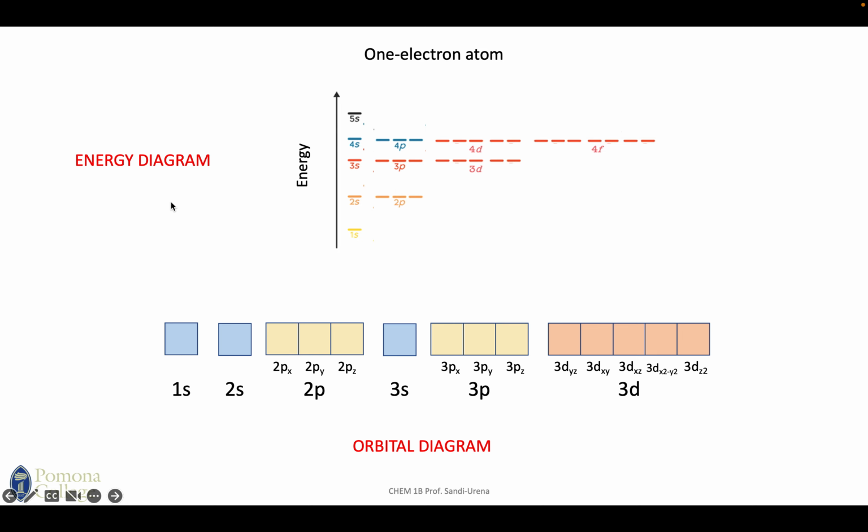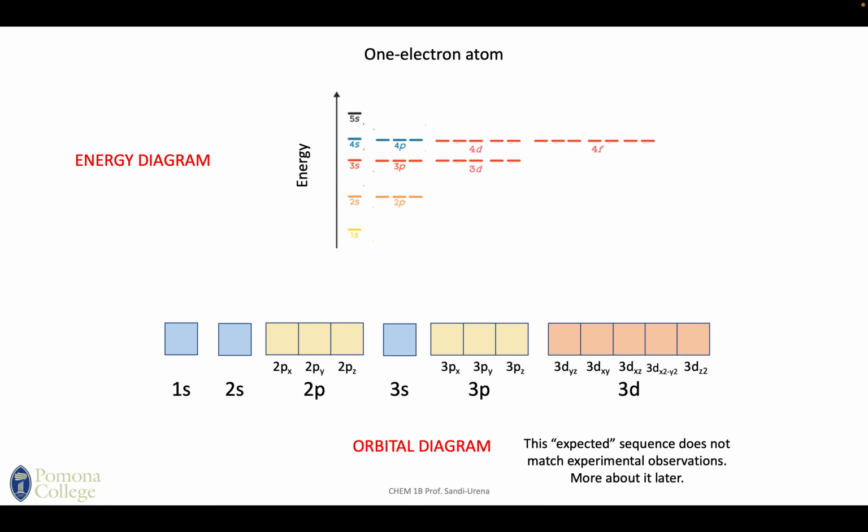And we could label each individual orbital to show the m sub L value. So instead of just saying these are the three 2p orbitals, we could say this is the 2px, 2py, and 2pz. The same for 3p and the same for 3d. We will see why that is not indispensable.